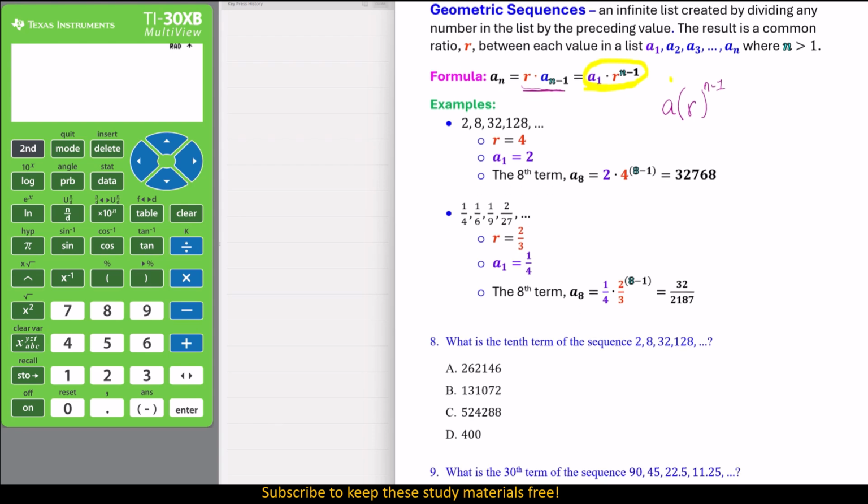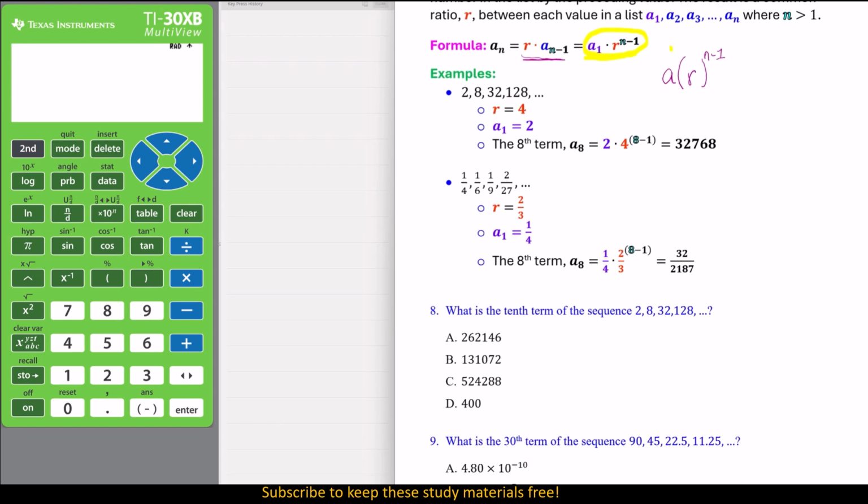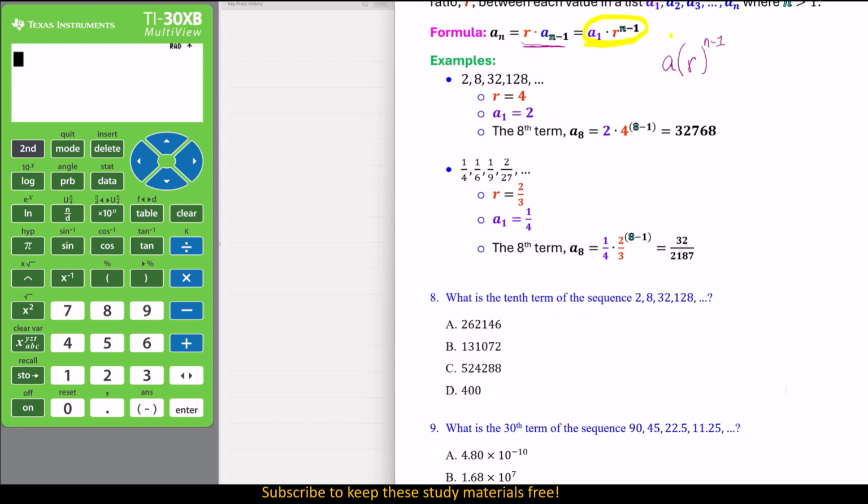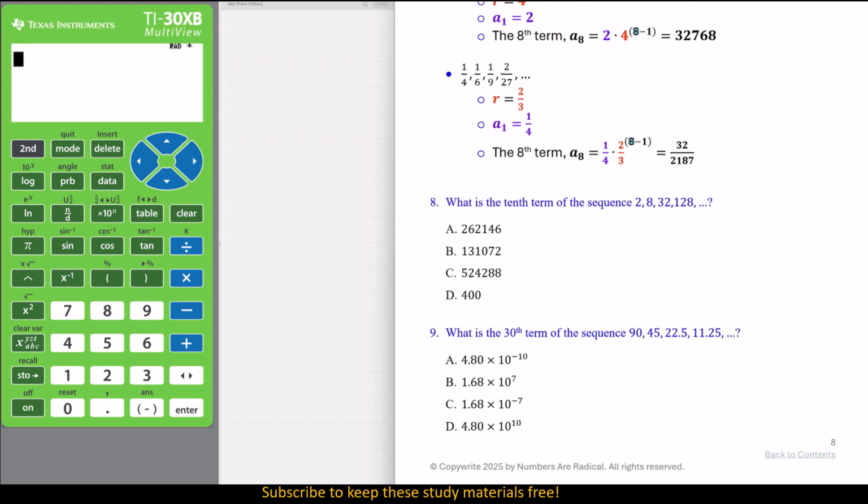So let's look at number 8. Oh, and here's some examples if you want to pop those in your calculator and work with them. Feel free to do so. Okay, we have number 8. What is the 10th term, N equals 10, of the sequence 2, 8, 32, and 128.